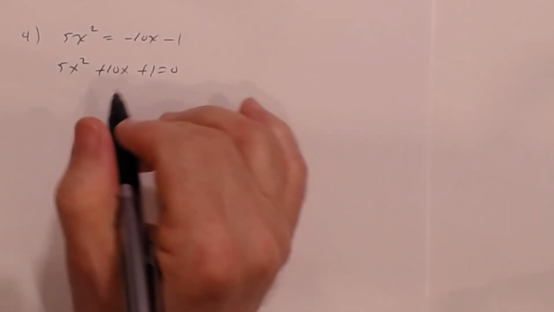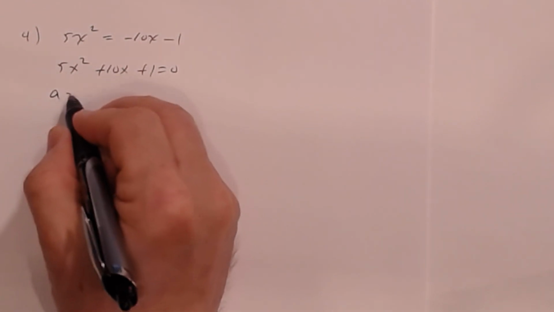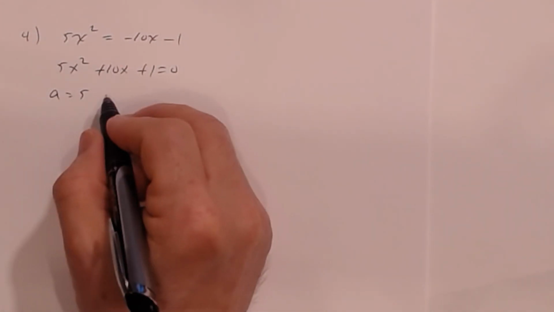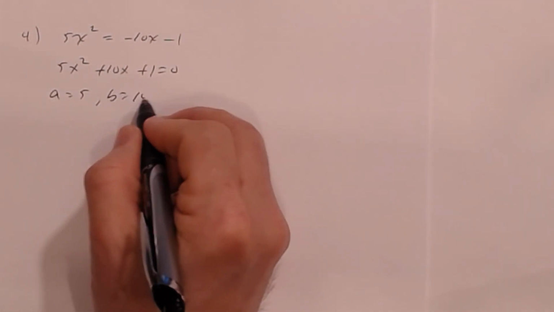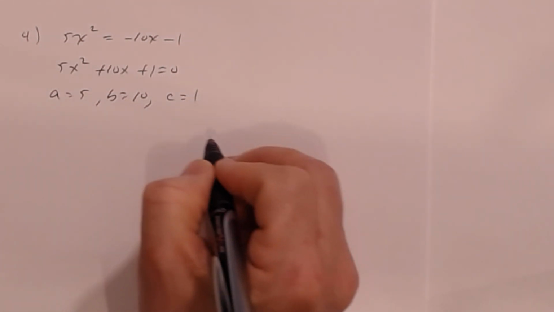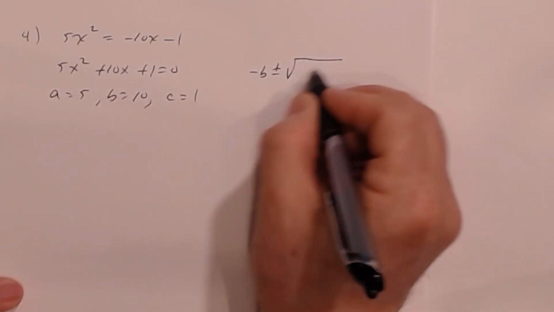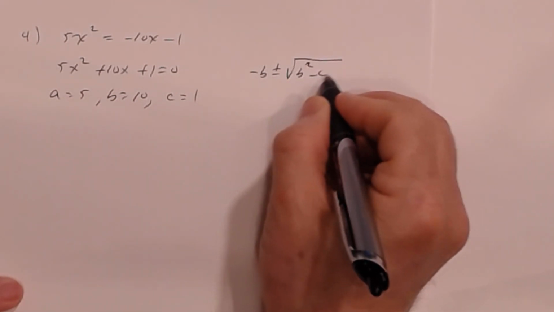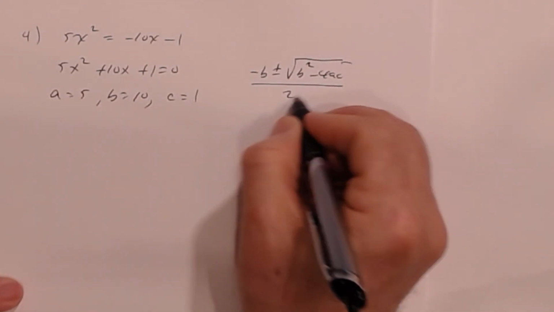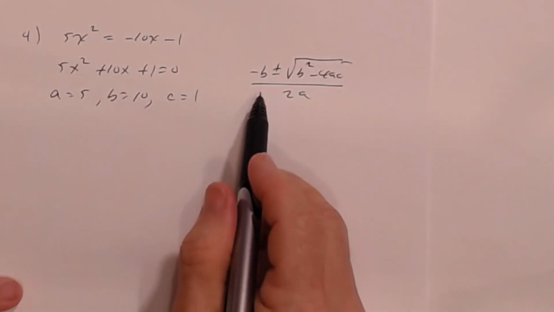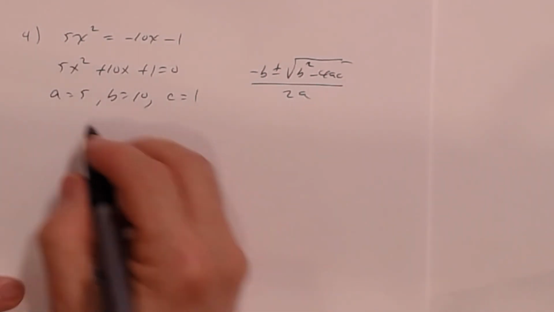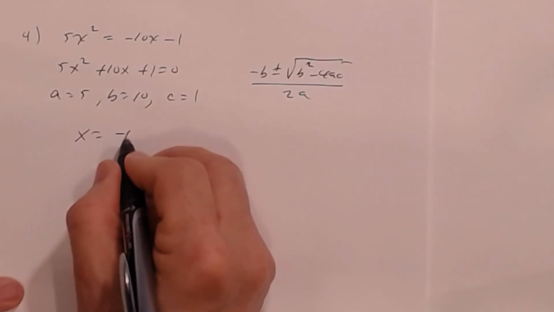All right, so be careful. Make sure you write this correctly. So a is 5, the coefficient of x squared. b is the coefficient of x, which is 10, and c is your constant, which is 1. So we're going to substitute that into the quadratic formula, b squared minus 4ac, all of that being divided by 2a. All right, so the opposite of b. So b is 10, then the opposite of 10 is a negative 10.